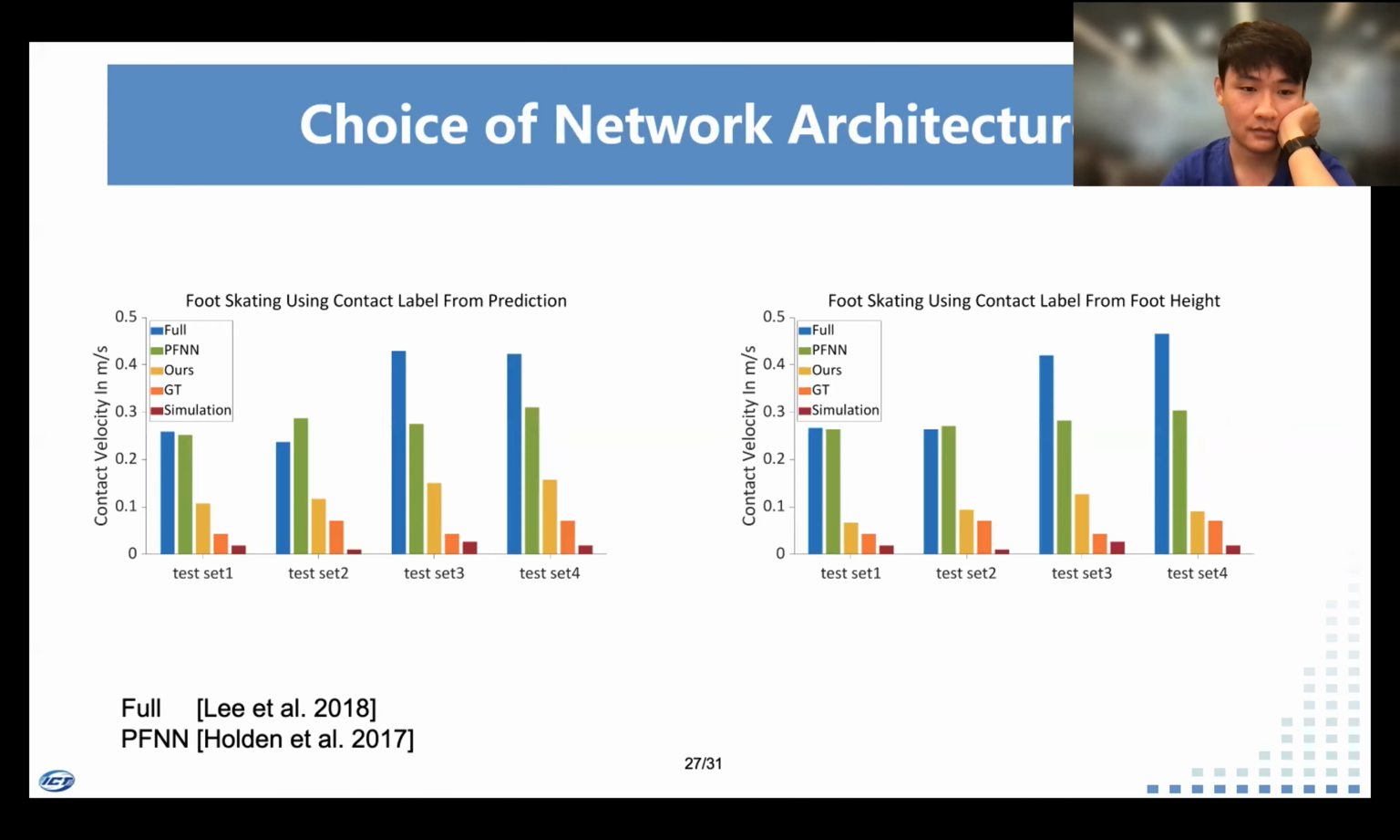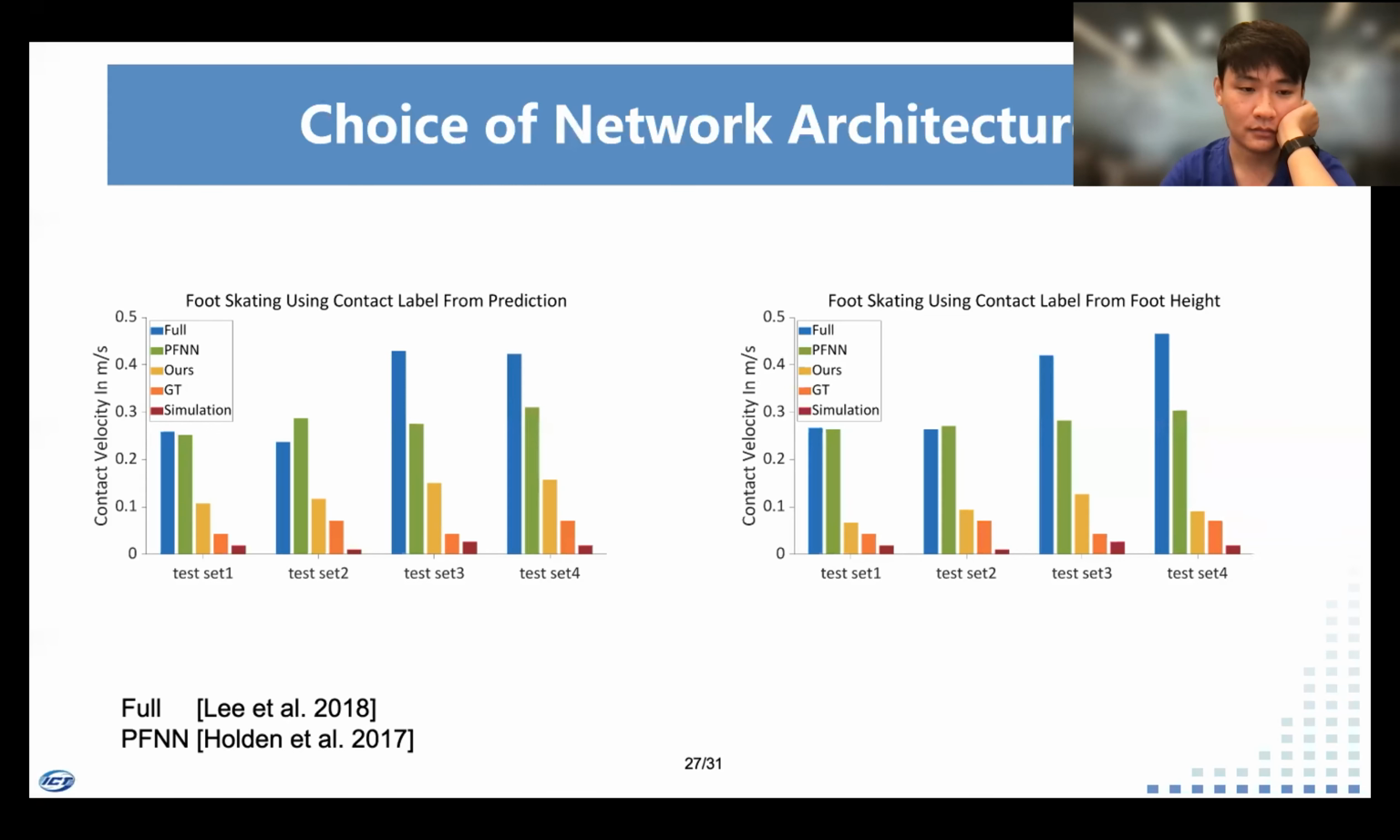To validate our decoupled network architecture design, we compared the performance with 2 baseline networks, an RNN-based full-body pose generator and a phase-function neural network. The assessment is based on the contact accuracy measured as the amount of foot skating.